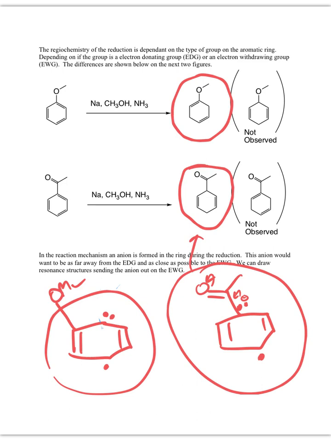So depending on what kind of group we have off of the ring, whether it's electron donating or electron withdrawing, is going to have an impact on what happens in the reaction. And it's all because of the intermediate that's formed in that reaction where we have the radical anion in there. Where is that anion most stable?